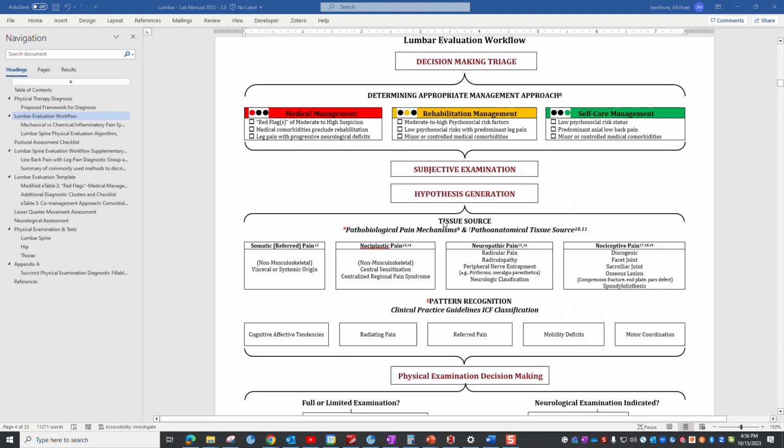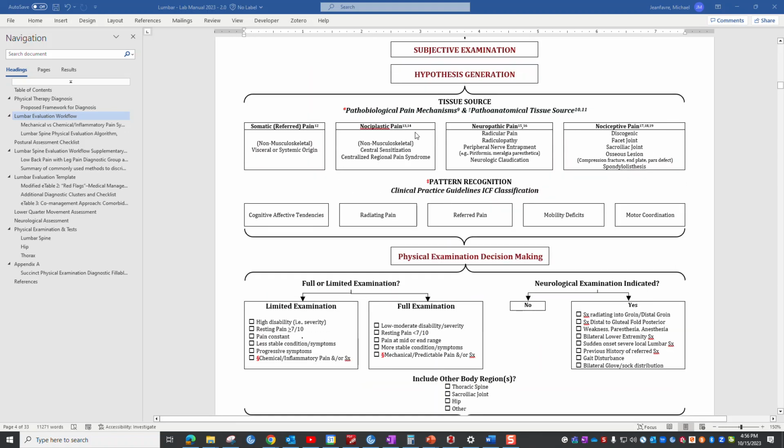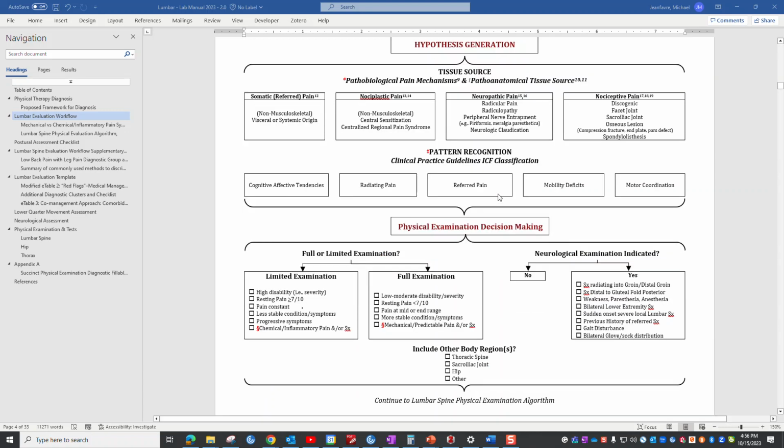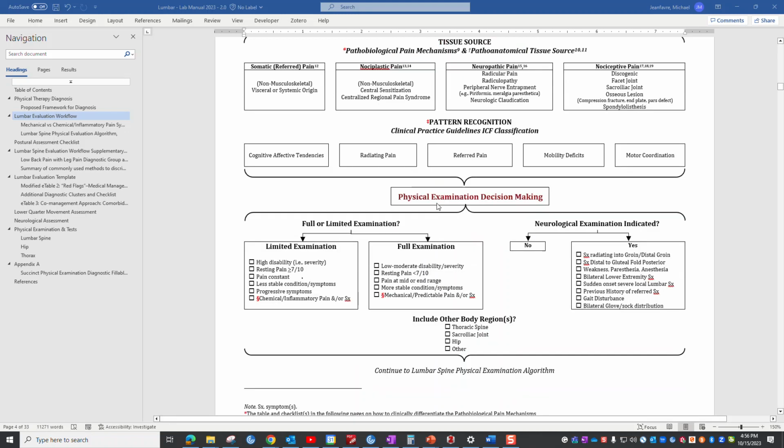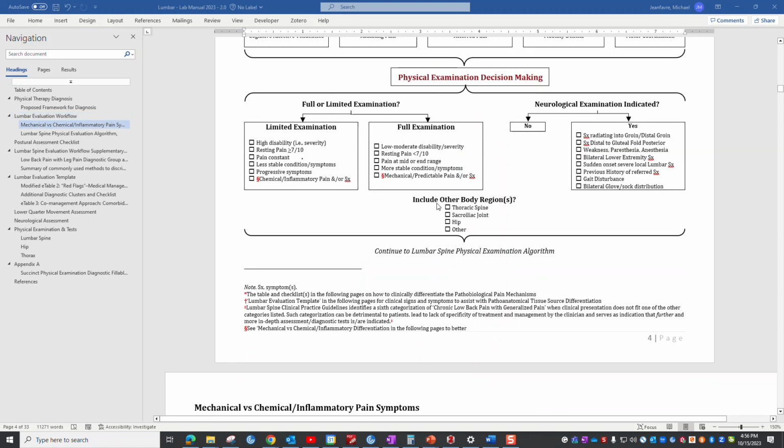You have the subjective evaluation, the hypothesis generation, and the potential tissue source, be it somatic, be it nociplastic, be it neuropathic, be it nociceptive. And then pattern recognition, and this falls into the clinical guidelines of the ICF classification. And one of five potential categories that this individual's back pain could be classified in. And we know that there's a high proportion of individuals that would fit more than one category, but you're doing your best to try and identify what is their primary limiting factor. And then this would be further delineated and confirmed within your physical examination.